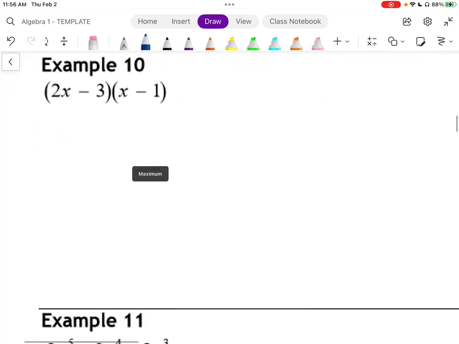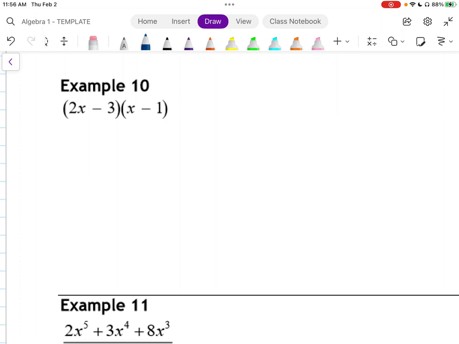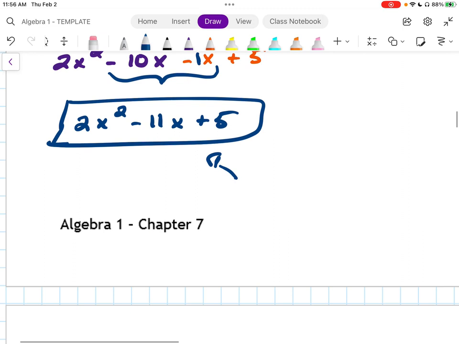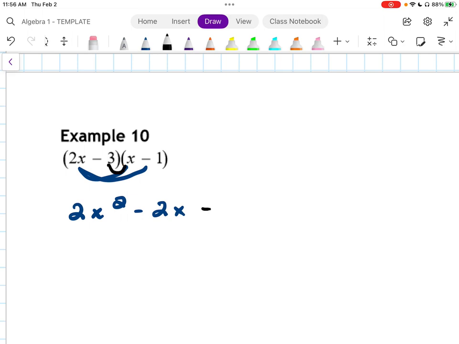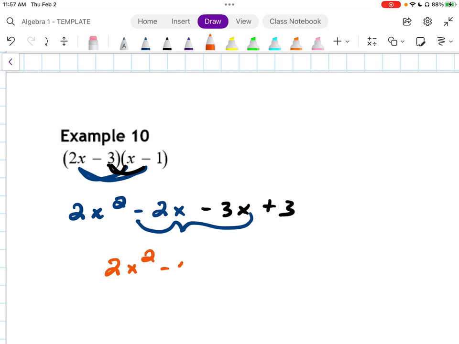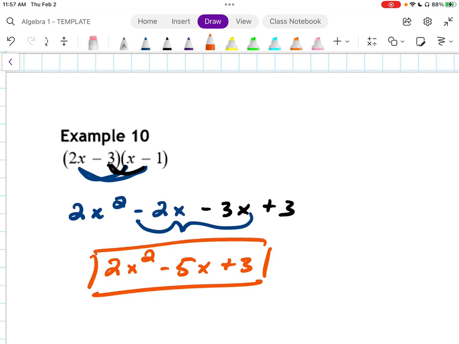Next page. Here we can multiply them however we want. If you want to use a table, that's awesome. I'm going to do them in the way that I did example 9 there. So I'm going to multiply 2x times x to give me 2x squared. 2x times negative 1 to give me negative 2x. Negative 3 times x is negative 3x. Negative 3 times negative 1 is positive 3. Combining these middle pieces, I'm going to be left with 2x squared minus 5x plus 3. And there we are, we're done.